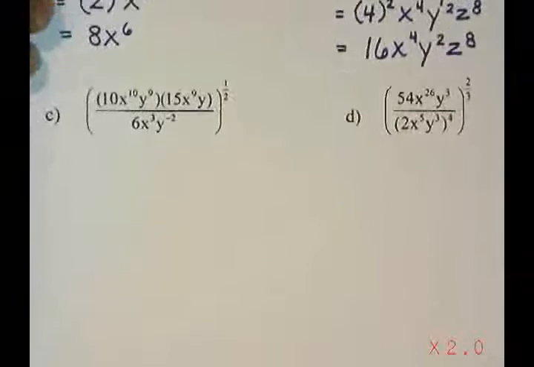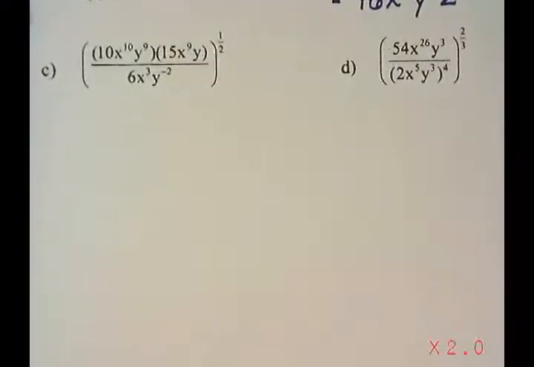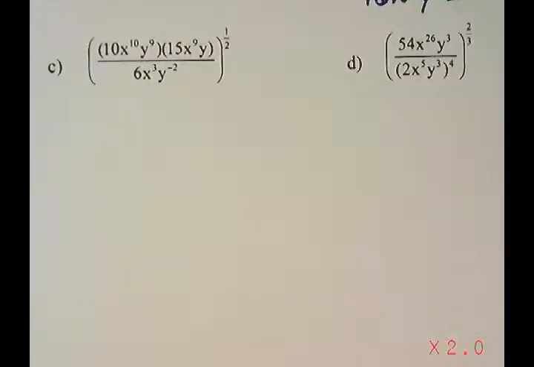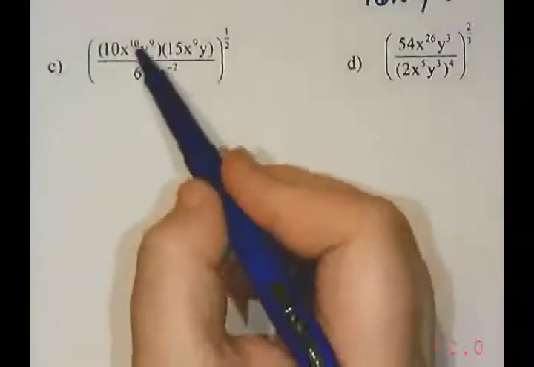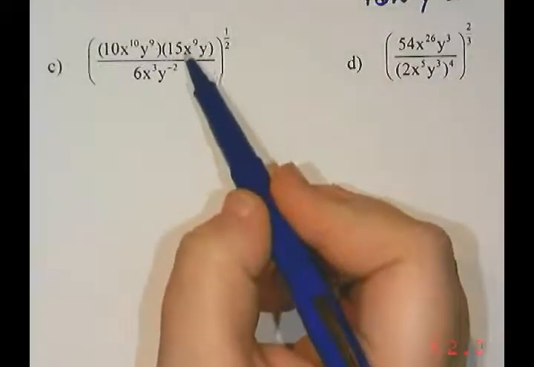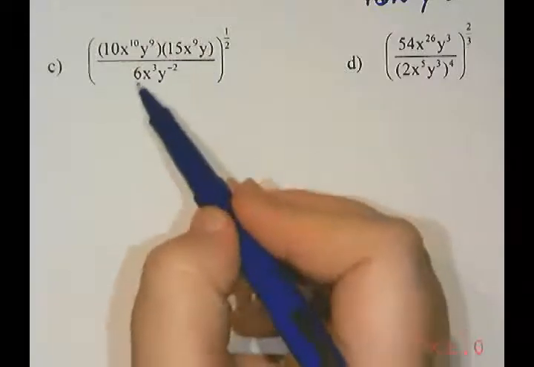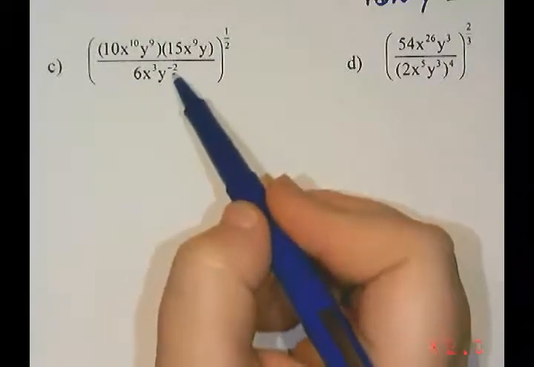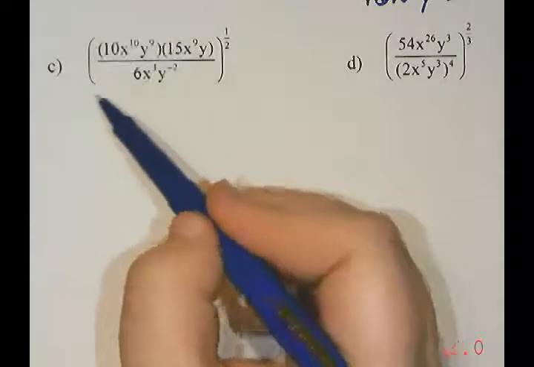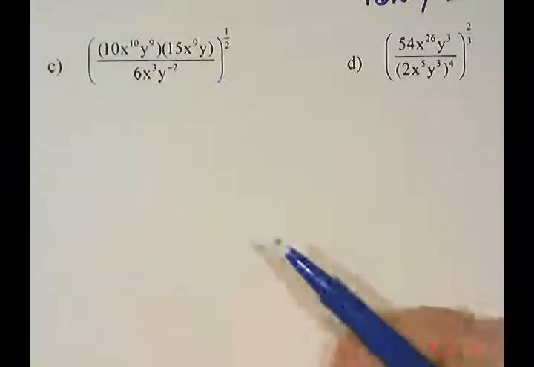The next two questions have a few more steps than the previous ones. So this one here, we have 10x squared y to the 9 times 15x to the 9 y, divided by 6x to the 3, y to the negative 2, and then all of that is to the power of positive 1/2.